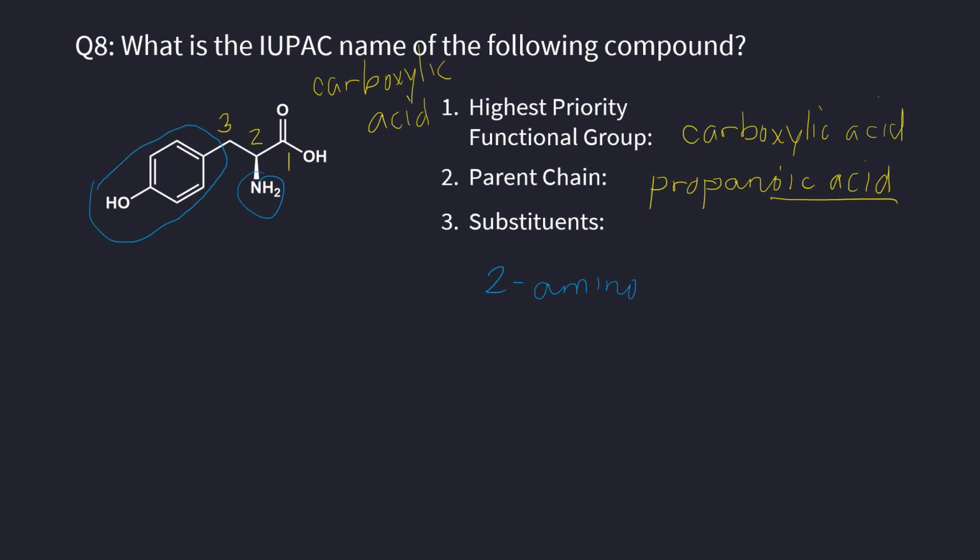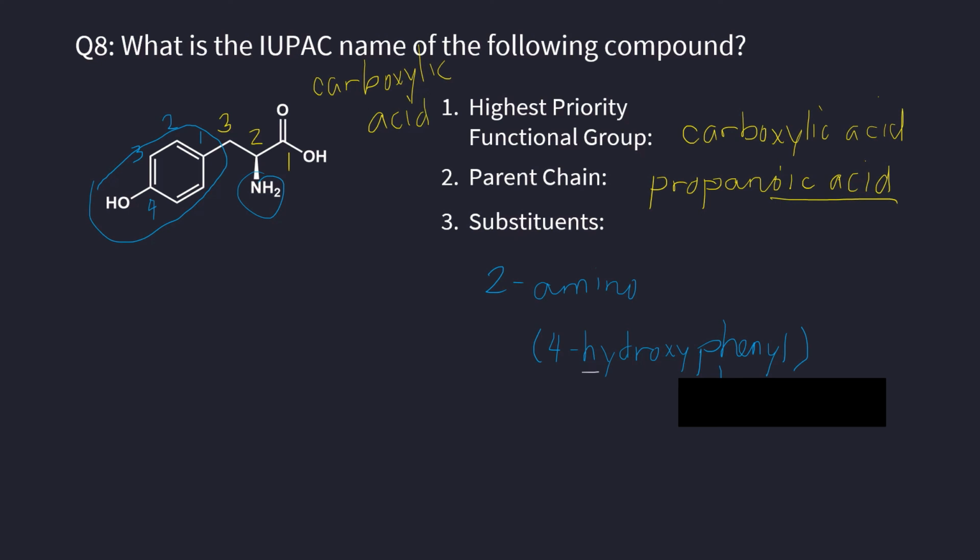To name this complex substituent, we start at the carbon where it is attached to the main chain. We number that 1. We go around the ring and we find that the hydroxyl group has a 4 locant. So 4-hydroxy, and the whole group, the ring attached to the chain, is a phenyl group. So this complex substituent is 4-hydroxyphenyl.